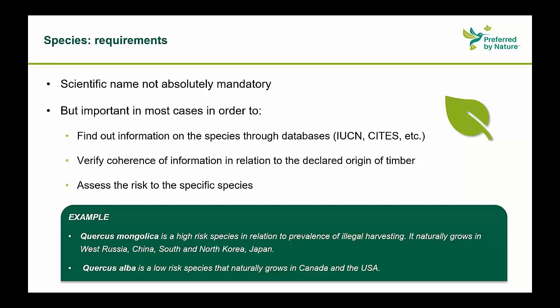So we have put here quite a common example where oak can cover different species with very different levels of risk, right? Oak species can be at high risk of illegality, for instance, Quercus mongolica, and it can be at low risk of illegality, for instance, Quercus alba, which is growing in Canada and the USA. So they're growing in very different countries and they have very different risks of illegal harvesting attached to them. So in this case, for oak for sure, knowing the scientific name is a requirement.